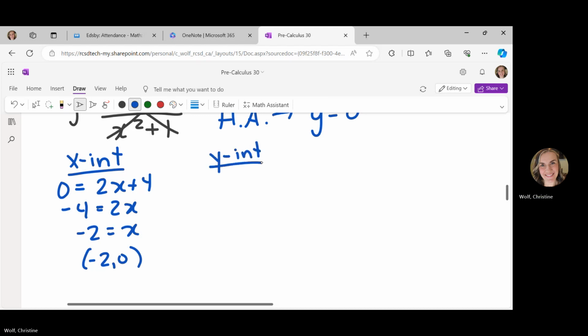Y-intercept, I have y equaling 0 plus 4 over 0 squared plus 1. It's 0 squared, doesn't matter, it's still 0. And I get y equals 4. So I have a y-intercept at 4.